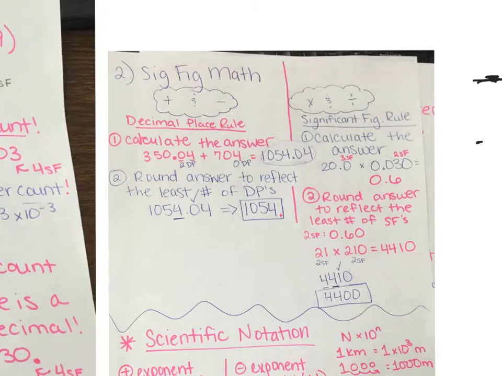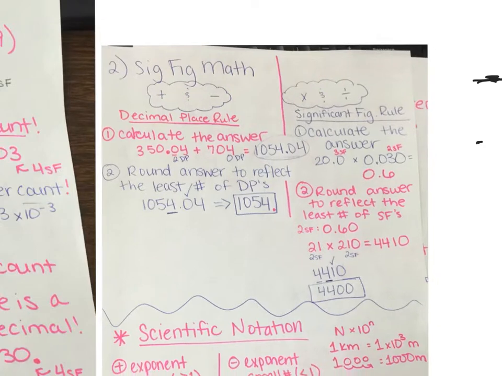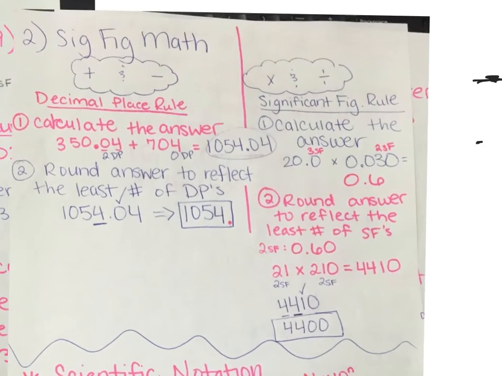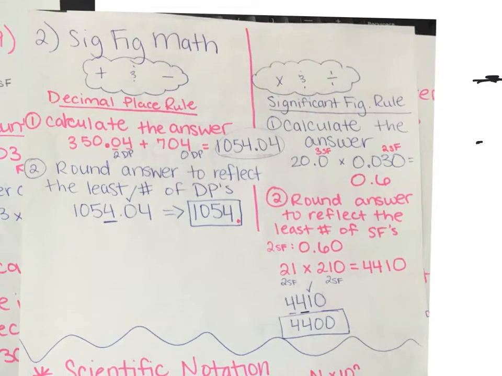So when you are multiplying and dividing, you're going to be using the significant figure rule, okay? Once again, you're going to calculate your answer. So for this example, I have 20.0 times 0.030. That would give me 0.6 in the calculator. Now I'm going to round my answer to reflect the least number of significant figures. So when I went back to count, this is 1, 2, 3. The trailing zeros count because there's a decimal. This is 3 significant figures.